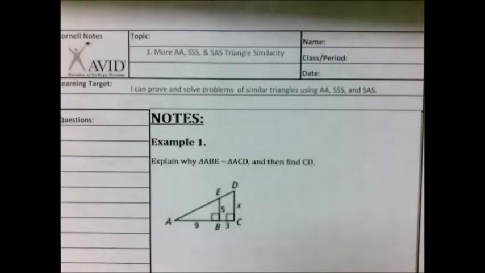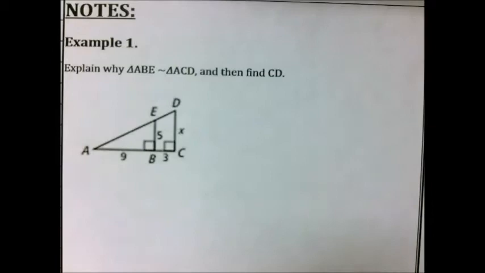I do not know. Your learning target is I can prove and solve problems of similar triangles using AA, SSS, and SAS. We're just doing a little bit more practice on this. So we're just going to do a couple of examples here, and example 1 says we need to explain why triangle ABE is similar to triangle ACD and then find line CD. Okay, so it kind of combines what we talked about yesterday a little bit.